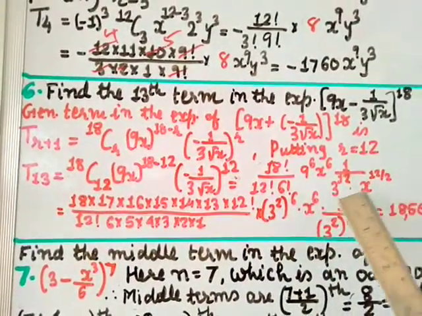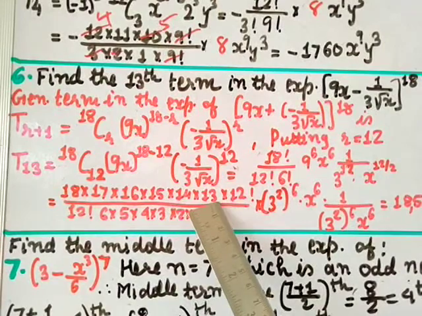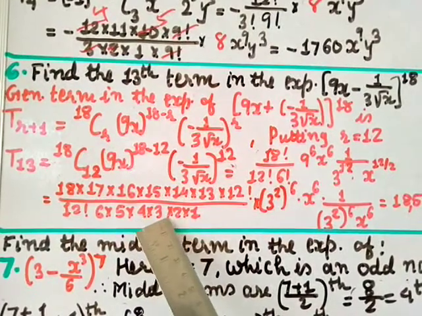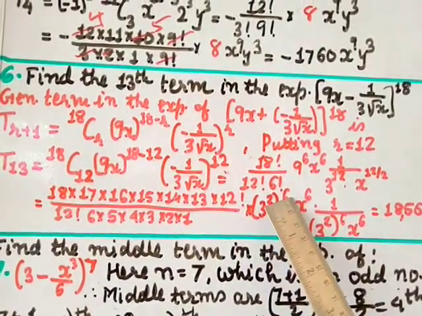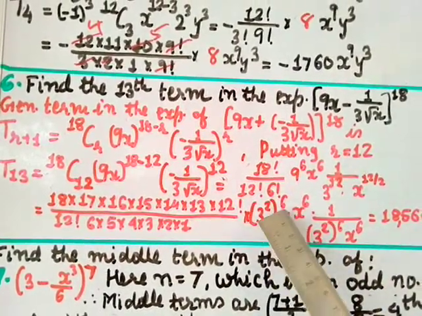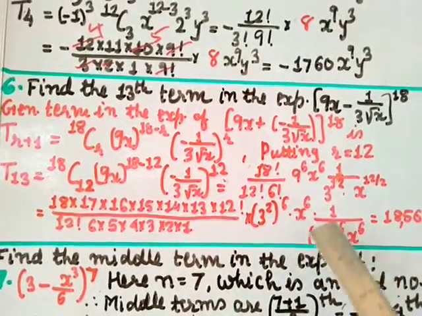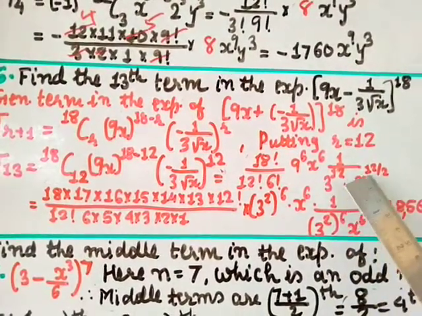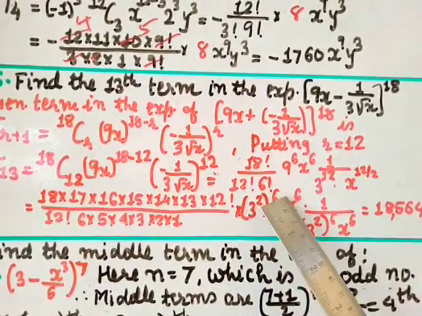Now 18 factorial you can write as 18 into 17 into 16 into 15 into 14 into 13 into 12 factorial. This 12 factorial as it is, and 6 factorial as 6 into 5 into 4 into 3 into 2 into 1, into this 9 power 6, I am writing as 3 square. 9 is 3 square power 6, right? And x power 6. Now 3 square power 6 is nothing but 6 into 2 is 12, so it will be 3 power 12. So you can directly cut, or I have written this also 1 by 3 power 12, as 3 power 2 into 6, that is 12, right? 3 power 12, and this x power 12 you cut by 2, so you get x power 6. So you can cut x power 6 also.